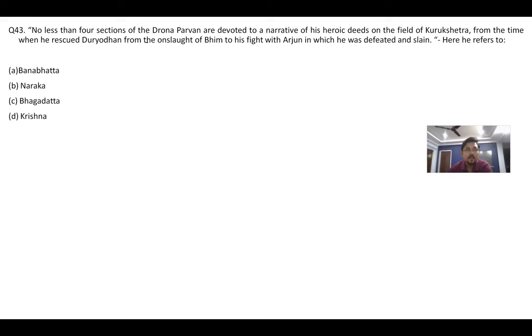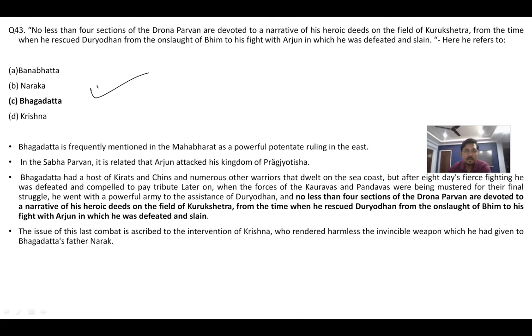Next, no less than four sections of Drona Parva are devoted to the narrative of his heroic deeds on the field of Kurukshetra, from the time when he rescued Duryodhana from the onslaught of Bhima to his fight with Arjuna in which he was defeated and slain. Here it refers to Bhagadatta. Bhagadatta is frequently mentioned in the Mahabharata as a powerful potentate ruling in the east.